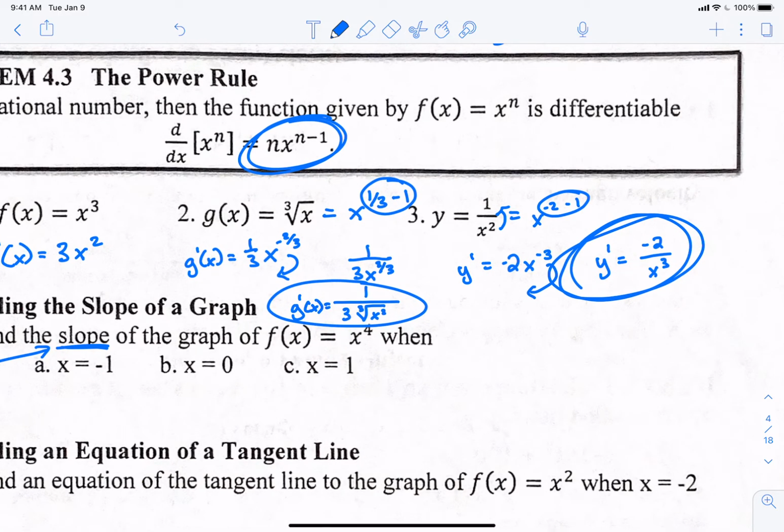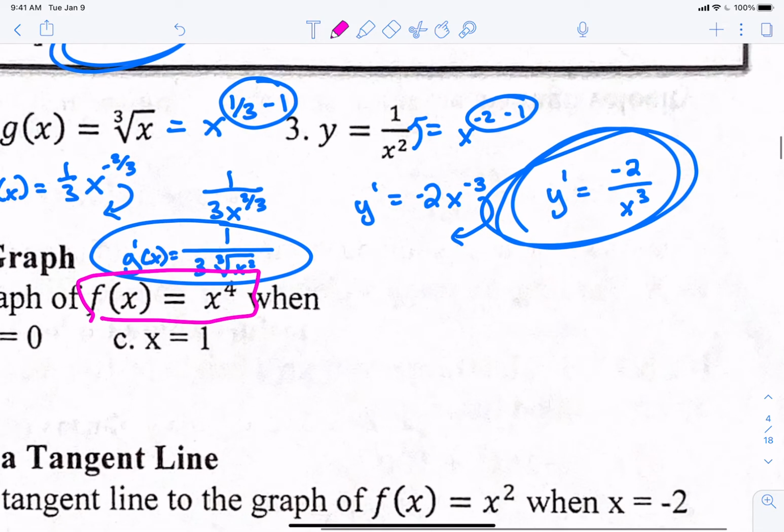All right, here we go. Find the slope means find the derivative. So my function here is x to the 4th power. Plug in negative 1. Find the derivative of that. So f prime of x equals 4x to the 3rd. That's my derivative.